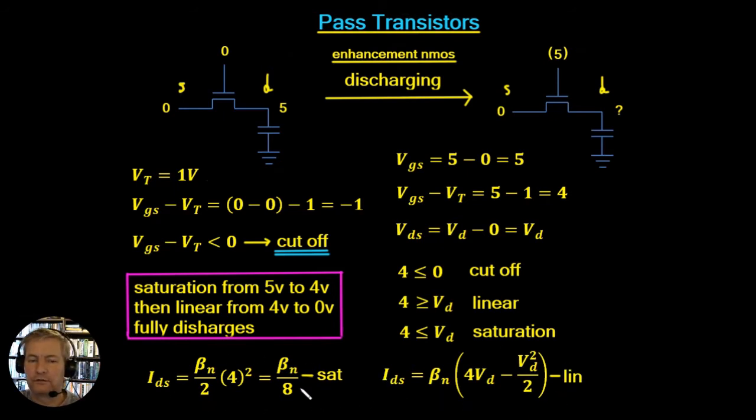So the summary here is that the device runs in a saturation current from 5 volts to 4 volts when it's discharging, and then it goes on to the linear current between 4 volts and 0 volts until it's fully discharged. So let's go ahead and look at this again in the simulator, and it'll all become pretty apparent and clear as to how this is working.